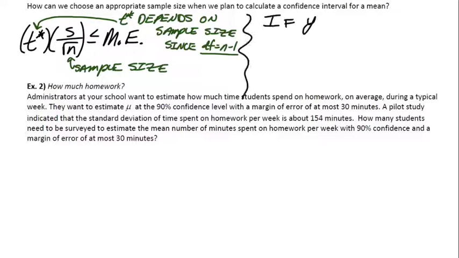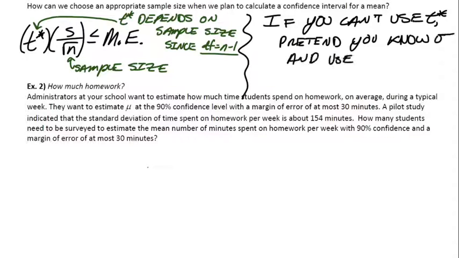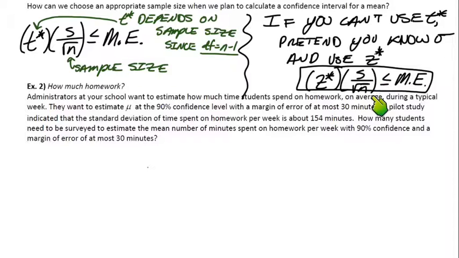Well, our best bet is to just use z star. So we're going to pretend like we actually know sigma instead of s, and we're going to go ahead and use the same formula with z star. So that'd be z star times s over square root of n is less than or equal to the margin of error. And we're going to do one of those examples right now.